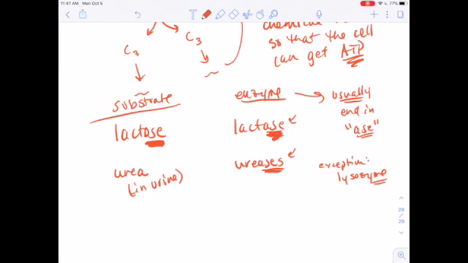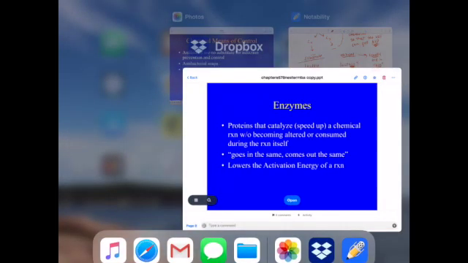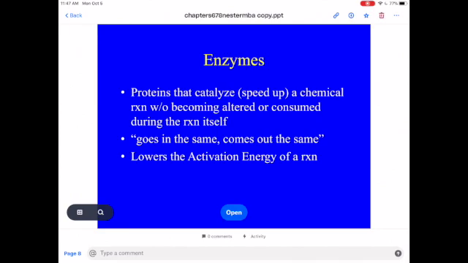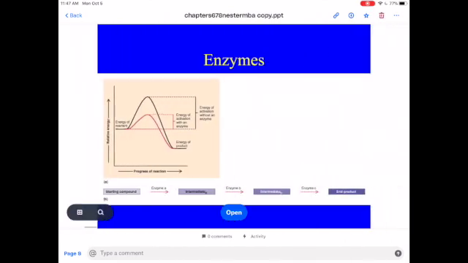Alrighty, so let's talk about how enzymes work quickly. Again, I know it's all review for you all, but I just want to remind you that enzymes work because they lower the energy of activation for a reaction. Let's see what that looks like here.